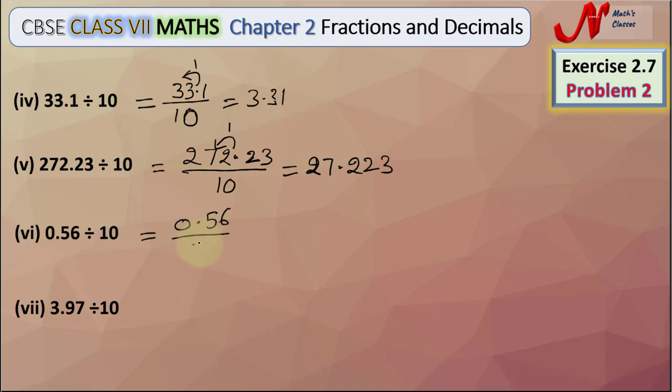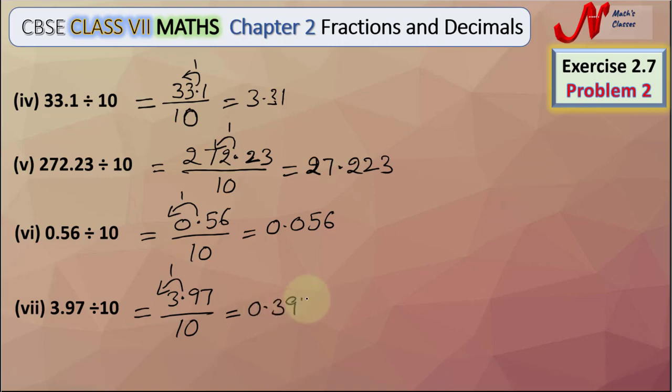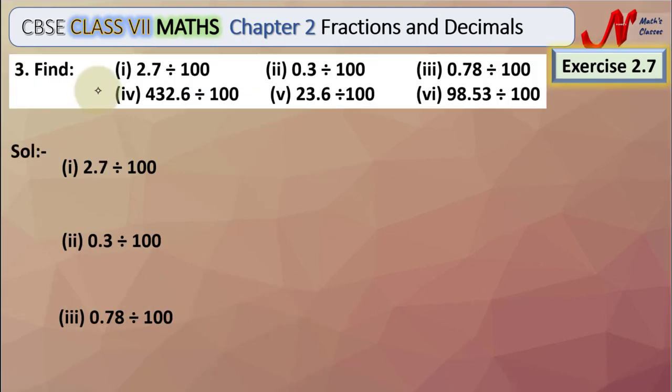Next, 0.56 divided by 10 can be written as 0.56 by 10. In the denominator we have 10, so we shift the decimal point to the left by 1 place, so it can be written as 0.056. Next, 3.97 divided by 10 can be written as 3.97 by 10. In the denominator we have 10, so we have to shift the decimal point to the left by 1 place. So it can be written as 0.397.